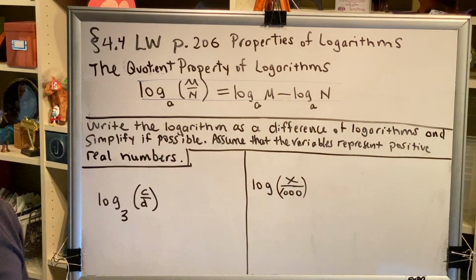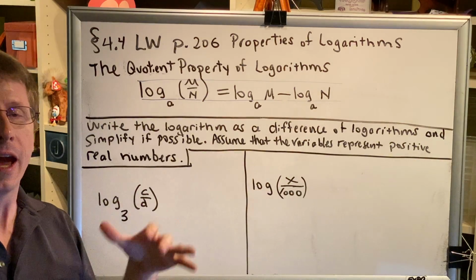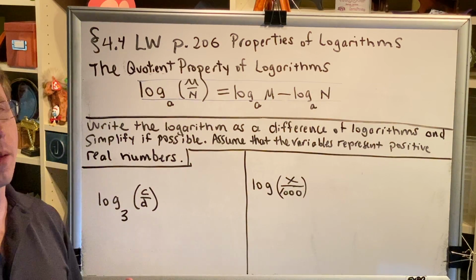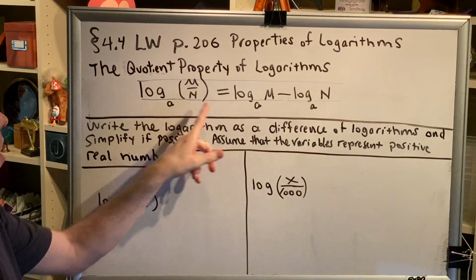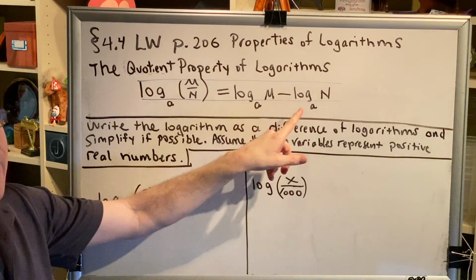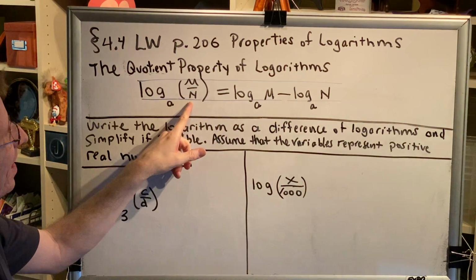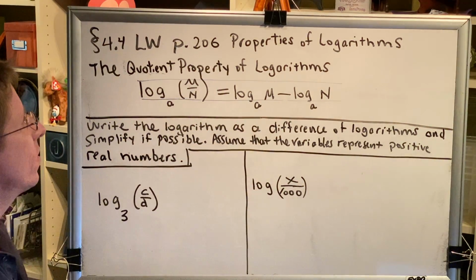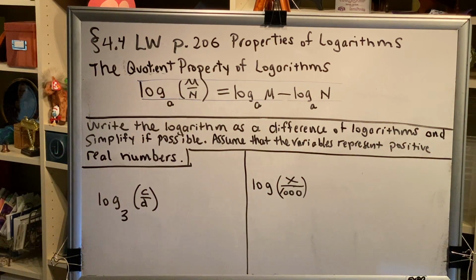Right away we start to notice the differences between this rule, the quotient property, and the previous rule, the product property. With the product property, we had two things being multiplied, and that meant that the logs would be added. With the quotient property, we have two things that are being divided, and therefore the two logs are being subtracted. Here are the instructions for our two example problems. Write the logarithm as a difference of logarithms and simplify if possible. Assume that the variables represent positive real numbers.